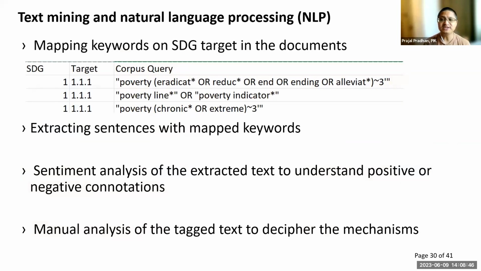So from the PDFs, instead of reading manually, we use our code in R to extract the text. Then we try to understand whether these texts are mentioned in a positive or negative way, whether there are positive linkages or negative linkages between urban agriculture and SDG 1.1. The next step is to manually analyze those texts and understand the mechanism.